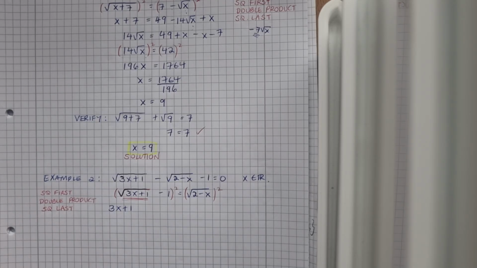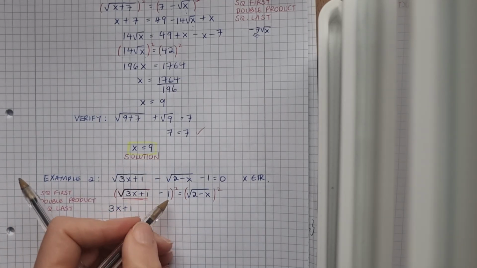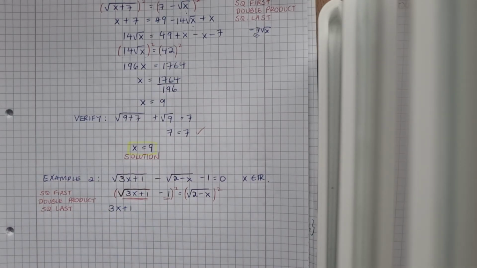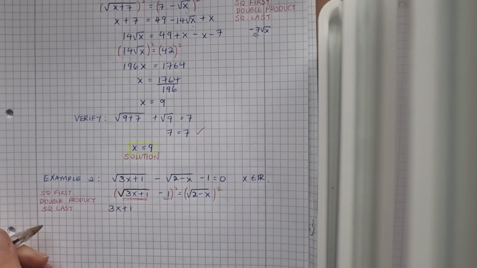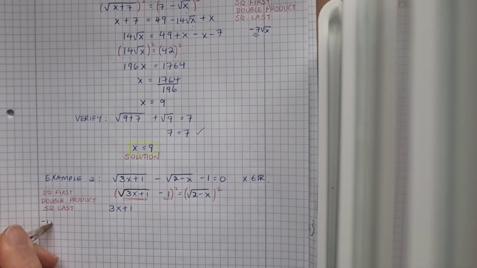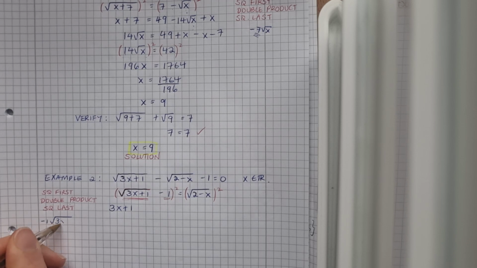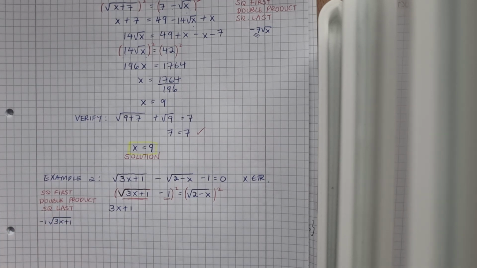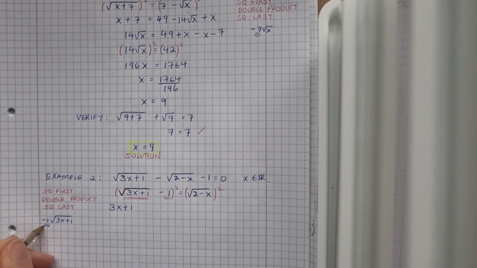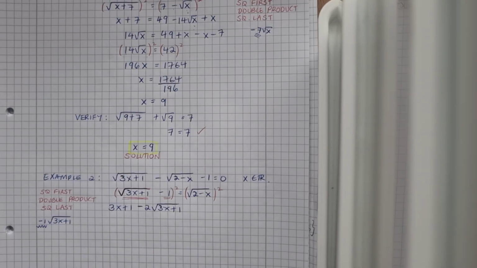And then I want double the product. So I want to multiply that root by minus 1 and then double the product. But I'm going to keep my root in this case. So when I multiply these two together, I get minus 1 by the square root of 3x plus 1. And then I want to times that by 2, which basically means I should multiply this guy by 2. So I end up with minus 2 root 3x plus 1. And then I want to square my last.